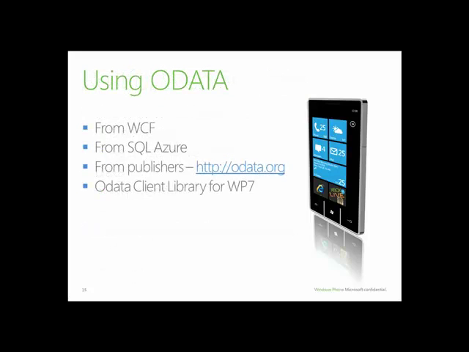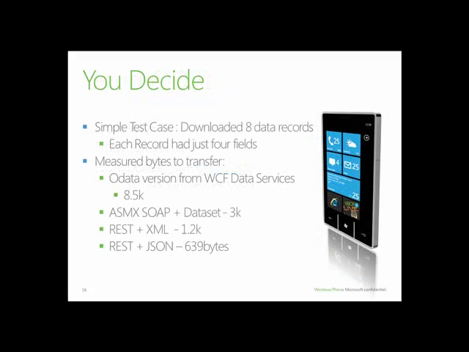If you want to find out who publishes OData and you want to utilize the OData client library for Windows Phone 7, all you have to do is go to odata.org, and they'll give you a list of everyone that publishes there, and it's an easy way to grab data for Windows Phone 7. So you really get to decide.